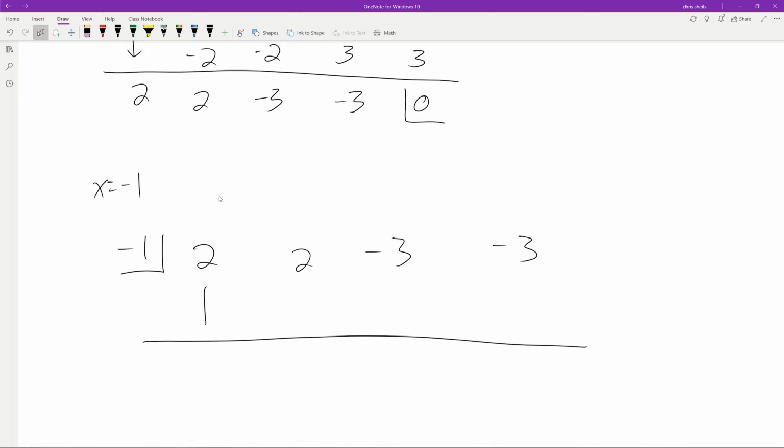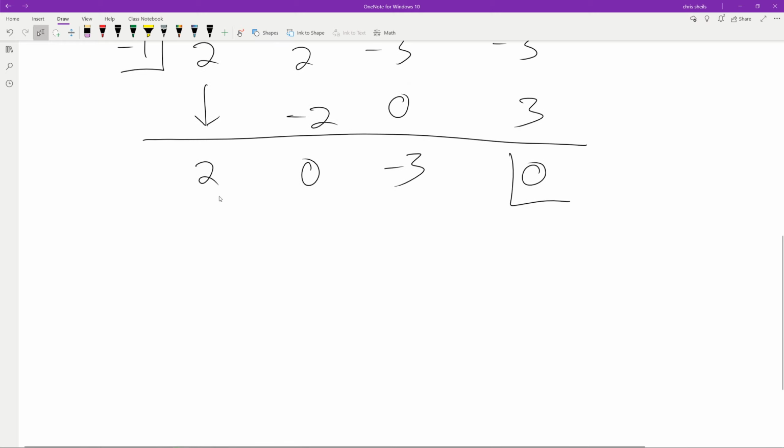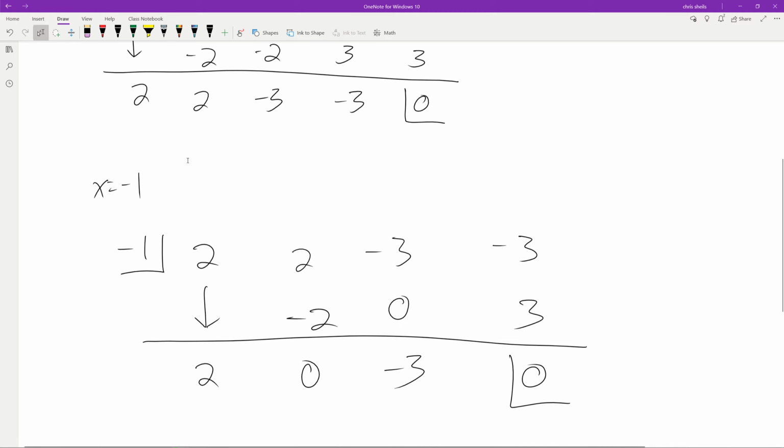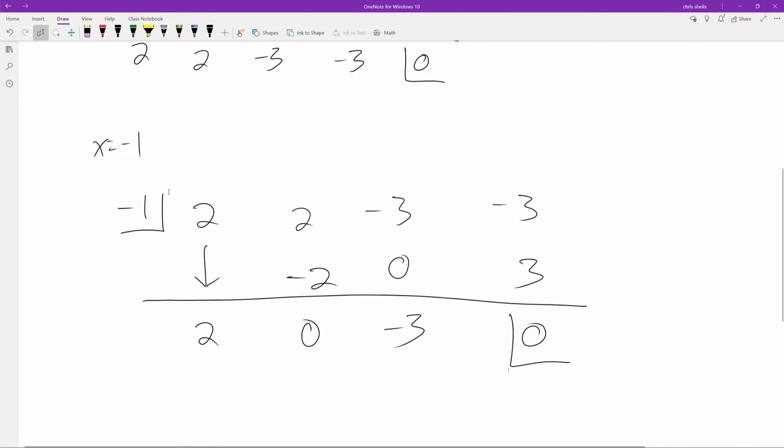And let's see, the 2 comes straight down. 2 times -1 is -2. 2 plus -2 is 0. 0 times -1 is 0. -3 plus 0 is -3. And -3 times -1 is 3. And -3 plus 3 is 0. So once again, I got a remainder of 0. So x equals -1 is a root that occurs at least twice here.